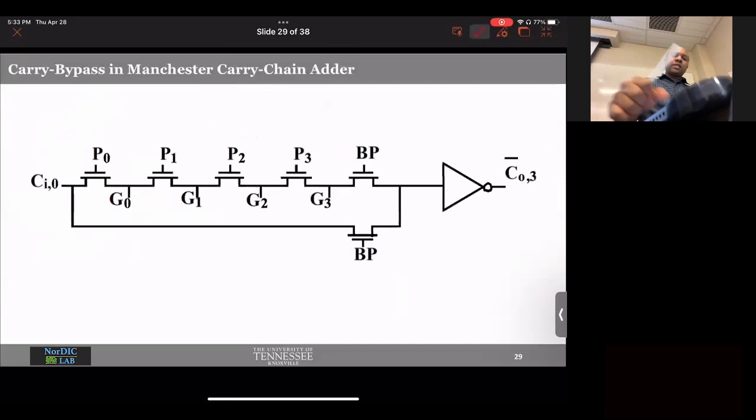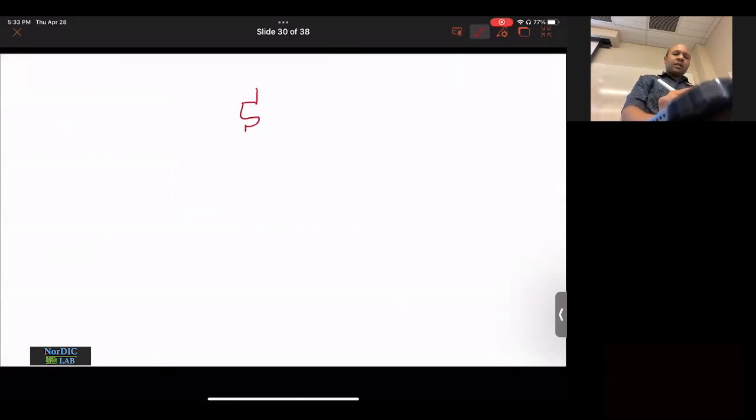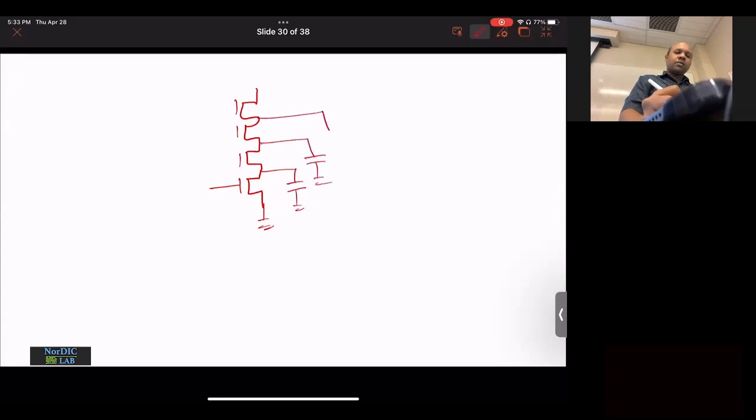If you stack too much, remember, let me just remind you of that problem we discussed. 1, 2, 3, 4, and so on. Remember that capacitor? We discussed this before in the course. This is your output, okay?